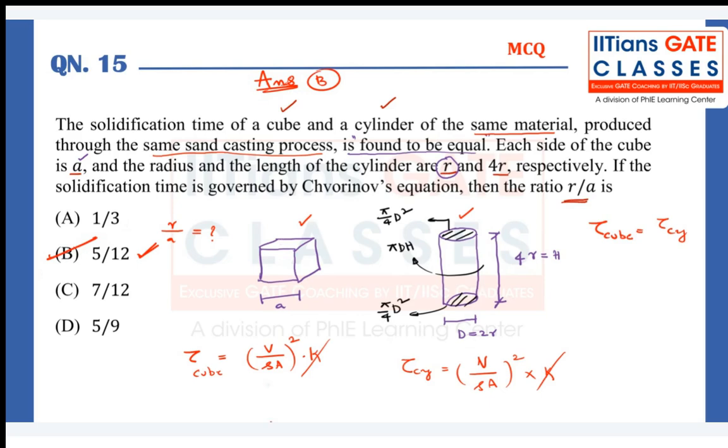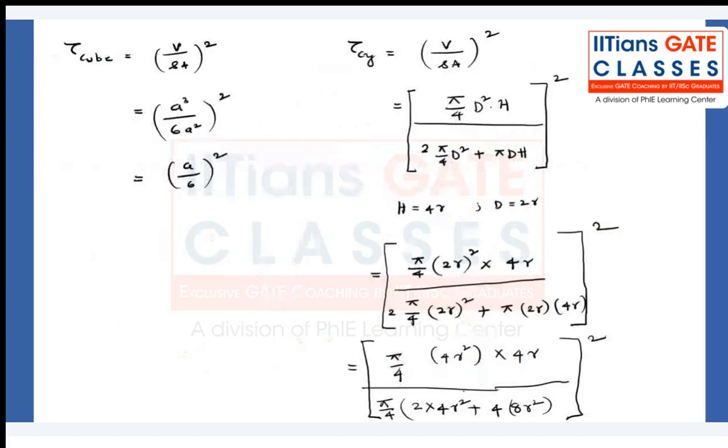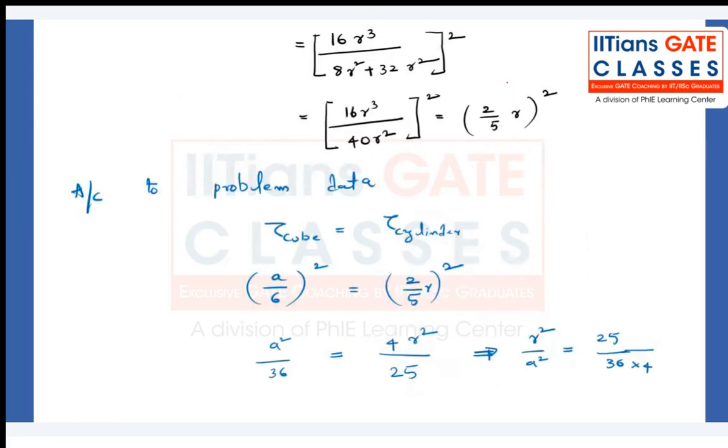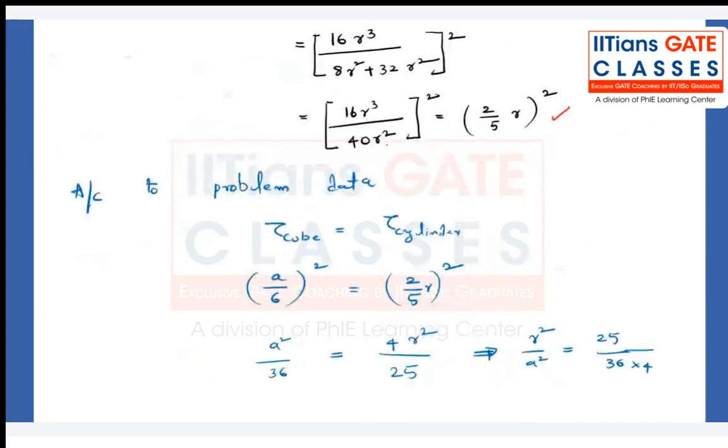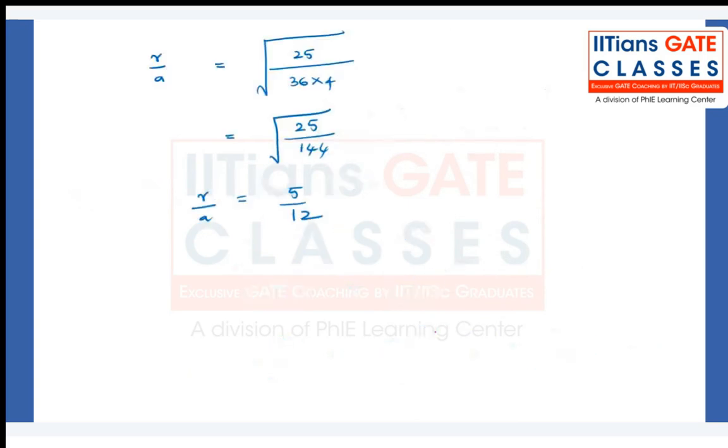You just find the solidification time of the cube individually, and find the solidification time of the cylinder individually. So individually I calculate the solidification time of the cube, it is this much. Now the solidification time of the cylinder is this much. According to the problem, the solidification time is equal. That is the reason I equate both and then find out the relation between r by a. I got this much. Hope you understand, guys. Please do respond. Right. Good. Very good.